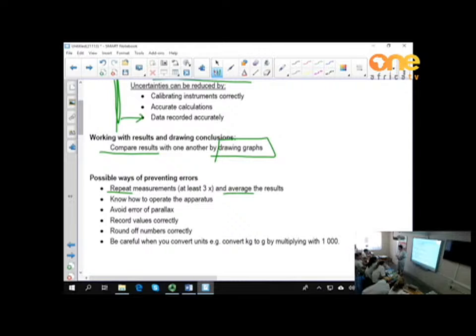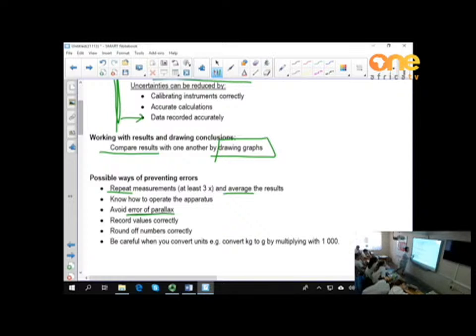If I give a millimeter ruler to a grade 1 learner and say, okay, measure the width of the book in millimeters, are they going to do it correctly? Probably not. They'll probably take the centimeter reading and give that. Do you understand? You need to know how to work with the apparatus.